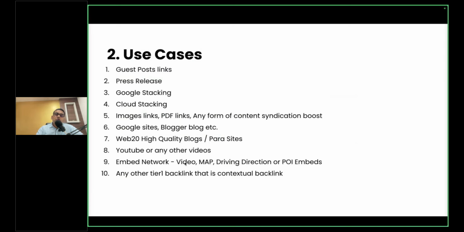Then you can utilize those blogs to embed your video, embed your maps. If you are into local SEO, this is one of the effective strategies, that you embed your business map, and you also embed the driving direction maps into those kinds of web 2.0 blogs. That's another use. Then the 10th use case is any kind of tier 1 backlink. Whatever kind of backlink you have created, as far as it is contextual, not like a profile backlink, you can of course use money robot to boost it. So that's a use case.